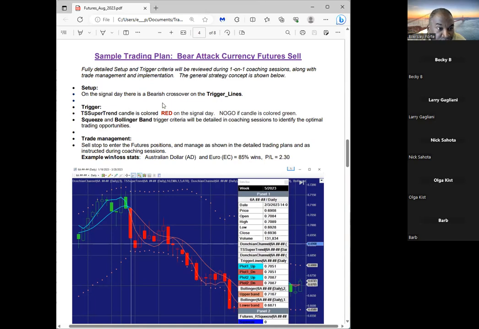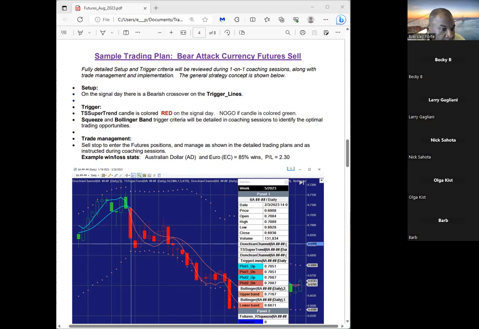So this is going to be our first strategy. The bear attack is going to be a short strategy. First, I want to go to a website. It's going to be my broker's website. I'm going to switch to that. And then we're going to take a look at some of the futures contracts.